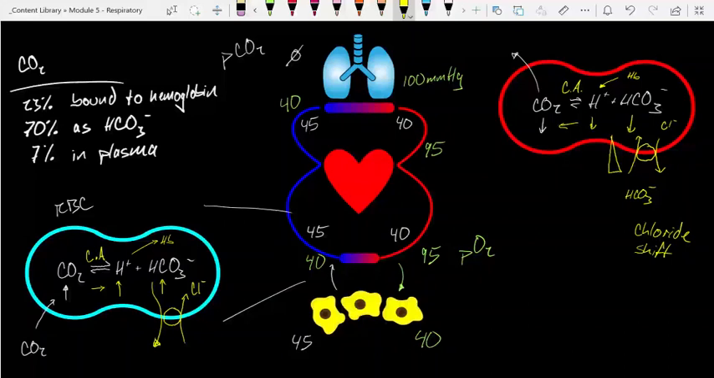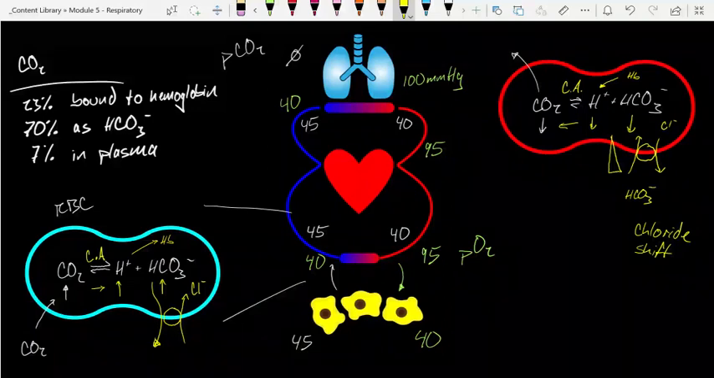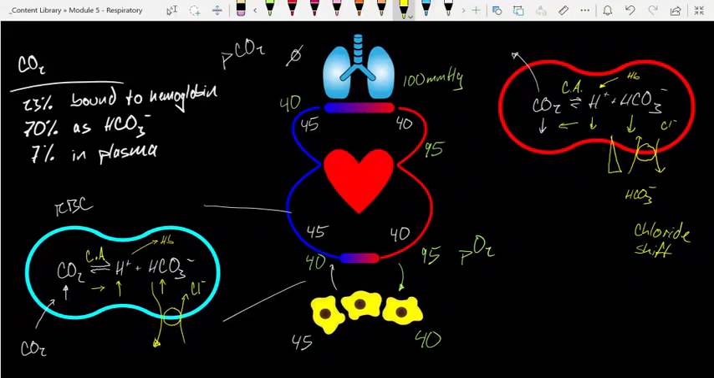Hello and welcome back. In the previous video, we talked about the various partial pressures of both oxygen and carbon dioxide and how they're transported. What we want to do now is focus on the hemoglobin molecule itself and how it functions to transport these two gases in really amazing ways.